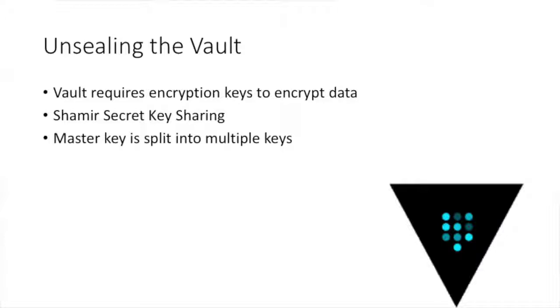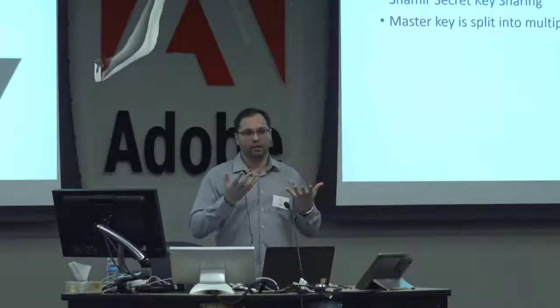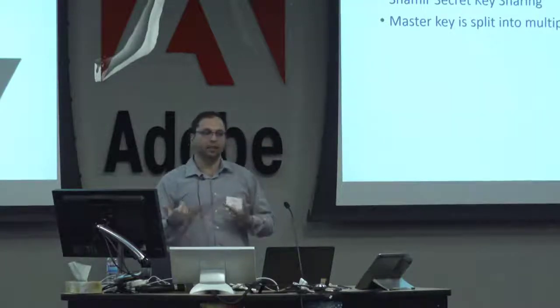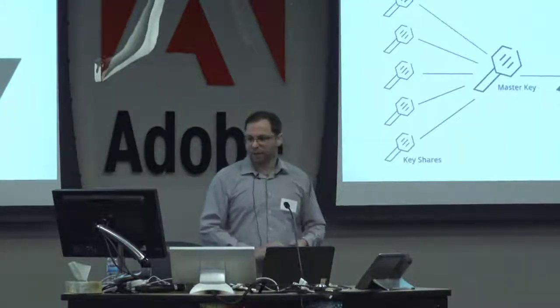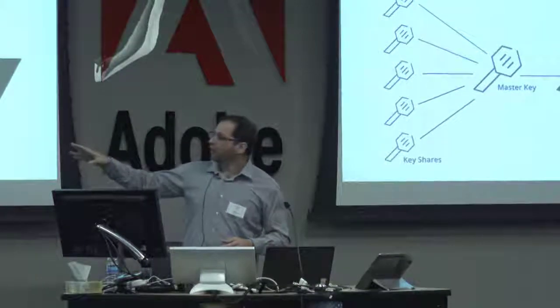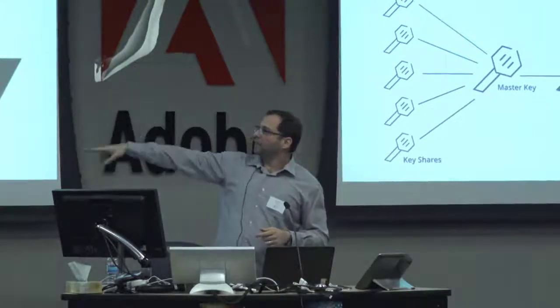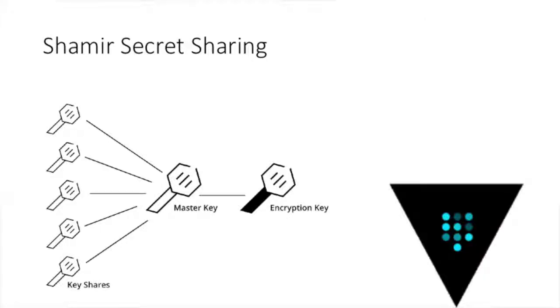So you need something to encrypt information, right? At the end of the day, Vault needs some kind of keys to encrypt this information. So how does Vault do it? It uses something called Shamir secret key sharing. Basically it splits the key into multiple keys, and then you could use those keys to get a master key. So let's say there are 5 keys, and you could pick 3 of these keys and create a master key, and that master key is going to be used for encrypting the information in Vault.